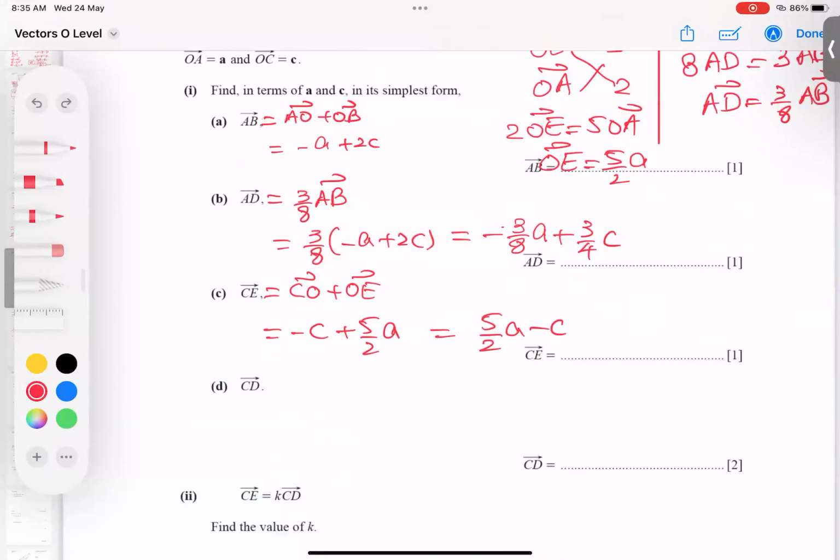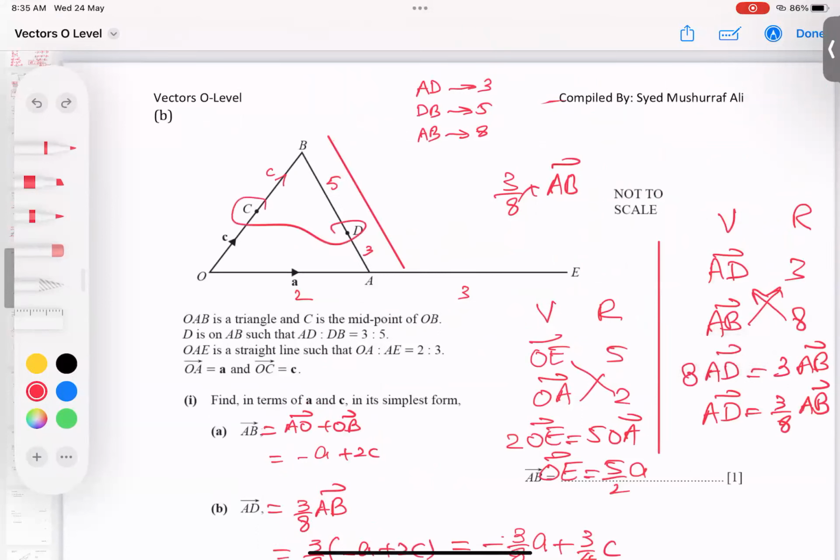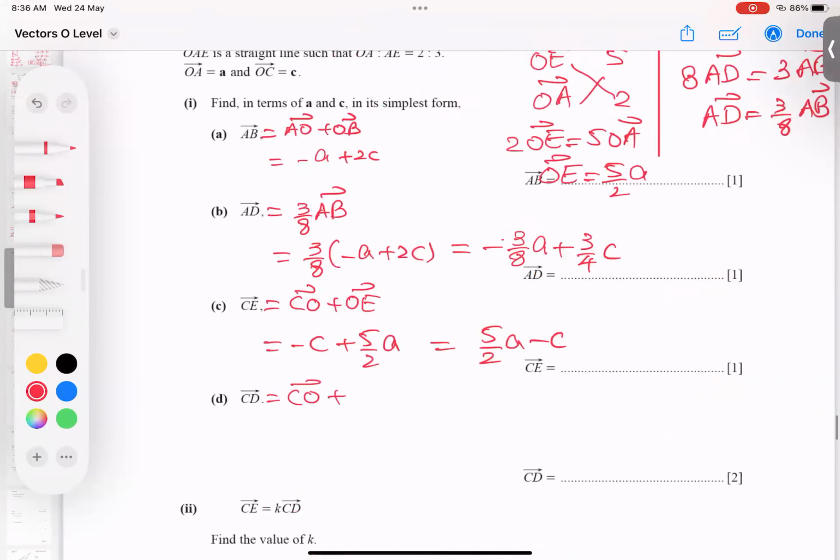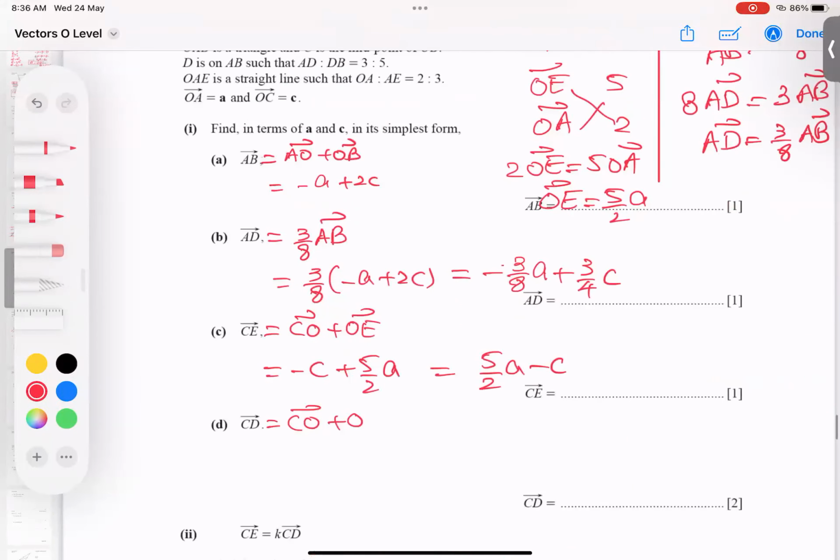So let's go for the next part, and the next part is CD vector, student. What is CD vector? CD is here to here. 2 paths I have. One way is C to O, O to A, this AD. Second way is C to B and BD. So luckily I have already AD available. AD available with me. So better to go C to O, O to A to D. This is better to use. So C to O and O to A and then A to D.